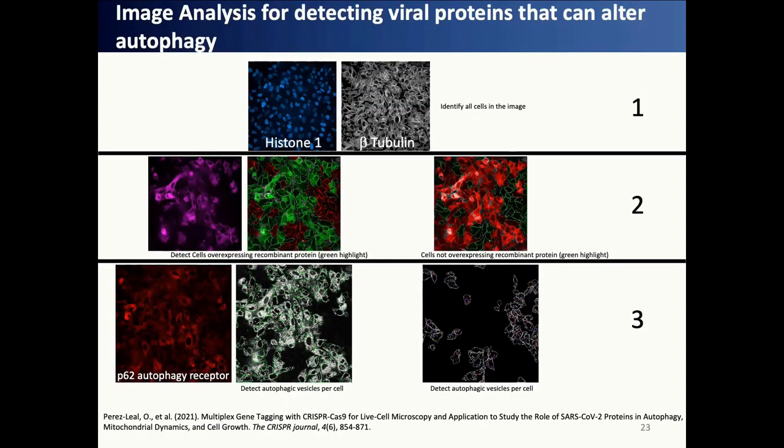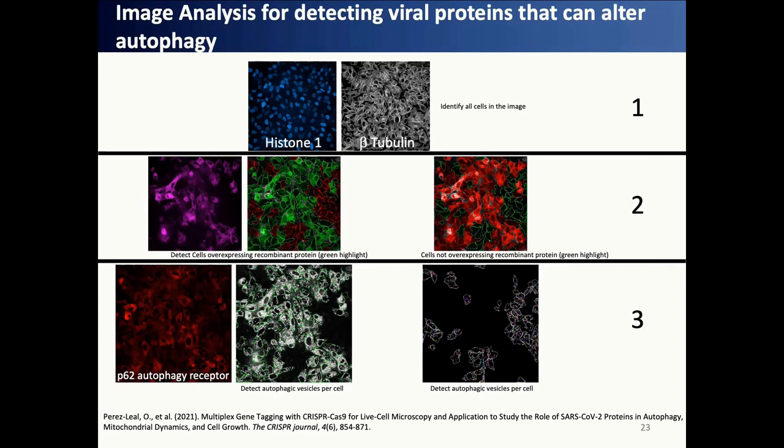So in this slide, I show you how initially we will use the histone labeling to detect the nuclei of every cell in the image. Then we will use the beta tubulin labeling to define the cytoplasm boundaries of each cell that was identified in the previous image. And then we will identify the cells that were overexpressing the recombinant protein in the image and cells that were not overexpressing the recombinant protein. Then we will independently analyze the characteristics of the autophagic vesicles in cells overexpressing the recombinant proteins versus cells that were not overexpressing the protein. So each image has its own control inside the same picture.